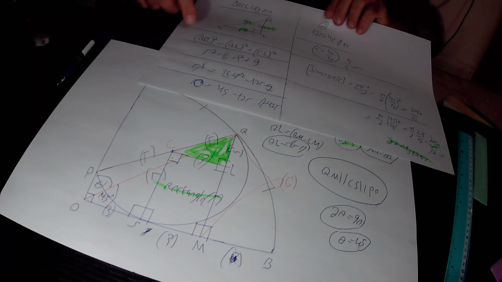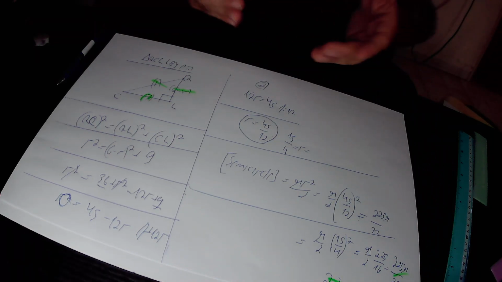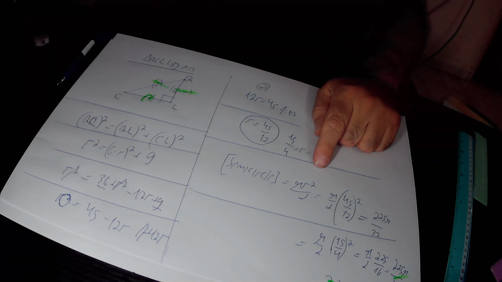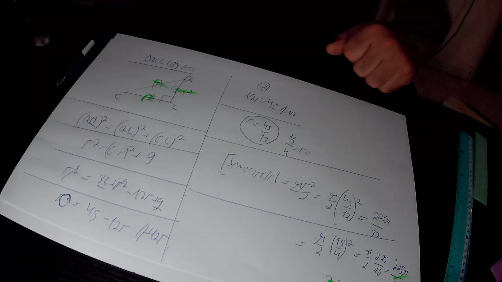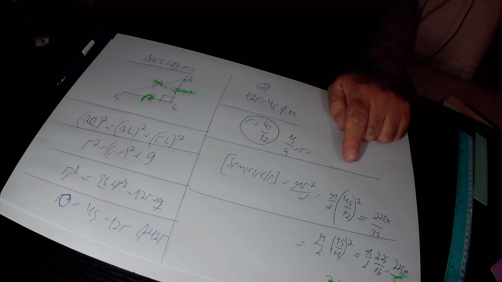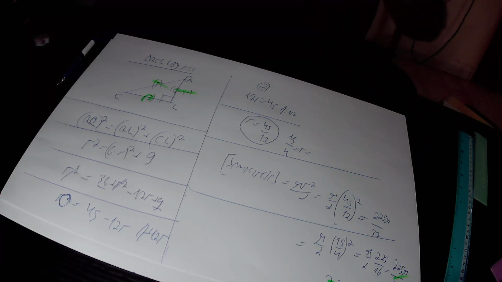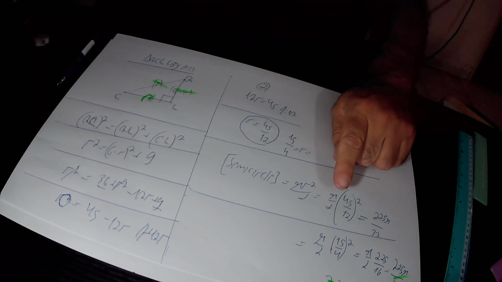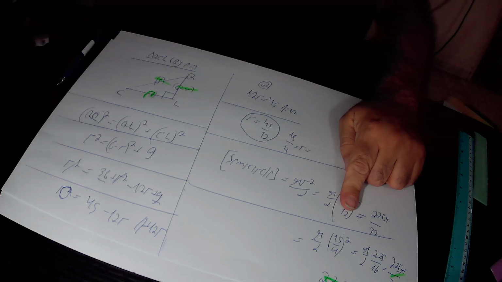Our task is to find the area of this semicircle. We know that the area of any semicircle equals the area of the circle over 2. The area of the circle is pi R squared. The area of the semicircle must be pi R squared over 2, so it is pi over 2 times R squared. R is 15 over 4, so therefore R squared is 15 over 4 squared. So in total, the semicircle area equals pi over 2 times 15 over 4 squared.